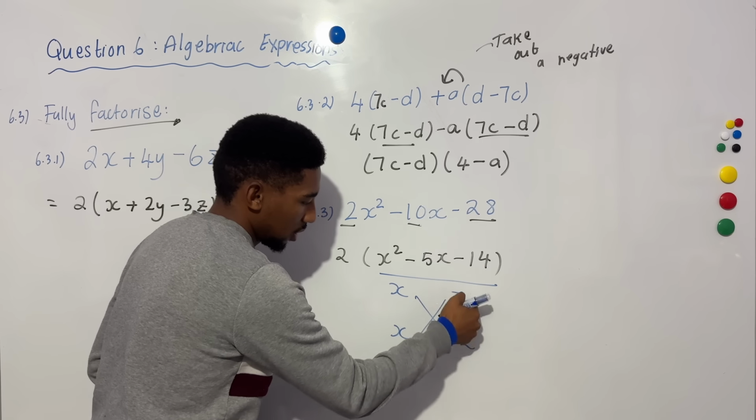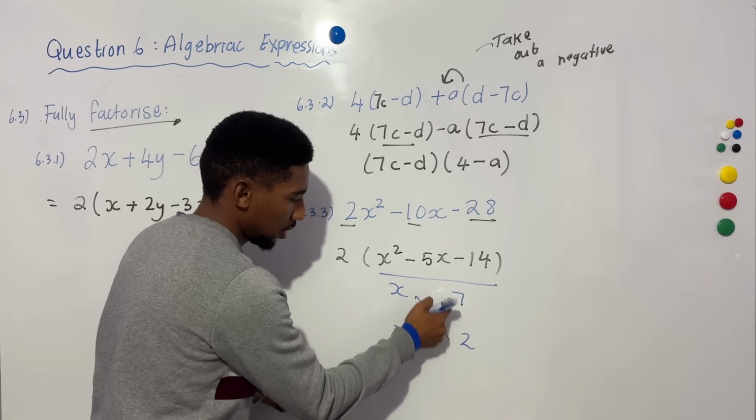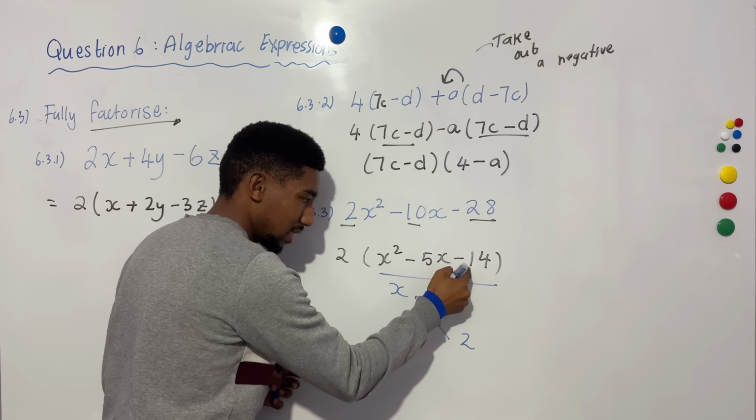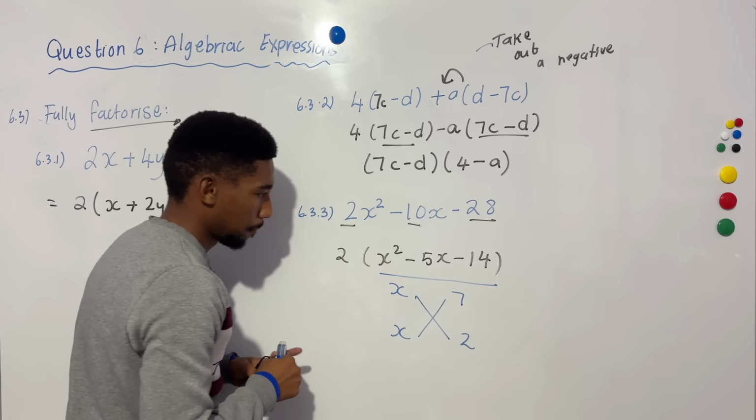This is a negative 14. 7 times 2, it must equal to negative. Now, one of these must be negative, one of these must be positive. Why again? Because this is negative 14 here. Yeah? Again, you're probably confused.